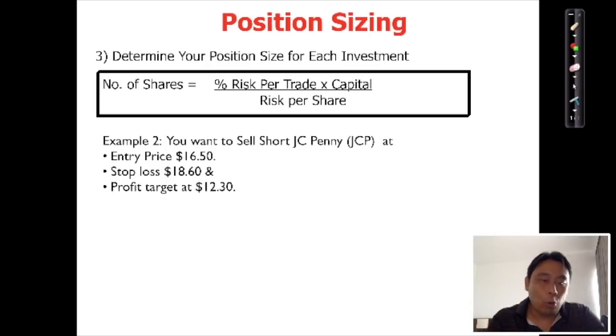Okay. So we decide to go short at $16.50. That's our entry price. And we decide to put a stop loss at $18.60. Maybe it's above the resistance level, for example. Again, in the lessons to come, I'll teach you exactly where to put the stop loss for specific strategies. Okay? And we've got a profit target to exit at $12.30. So how many shares can I now short for this trade? Same formula. Let's go and take a look.